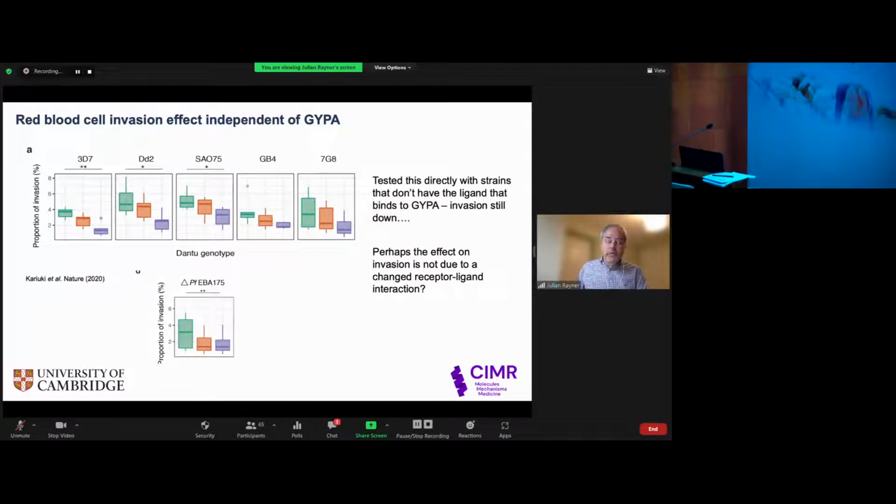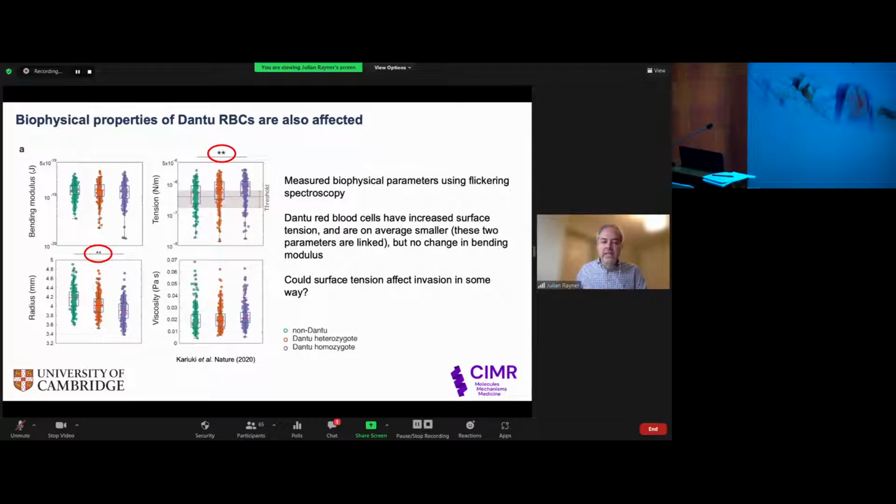And this was where the collaboration with my good friend and colleague Pietro Cicuta came in, because he's a biophysicist and he's interested in mechanical properties of cells. And using one of the assays in his lab, we looked at various biophysical properties of Dan2 red blood cells and saw something quite interesting. So the 2 key parameters here are the bending modulus and the membrane tension. The bending modulus is essentially the force that you need to bend a cell, and the tension is essentially the force that you need to stretch a cell.